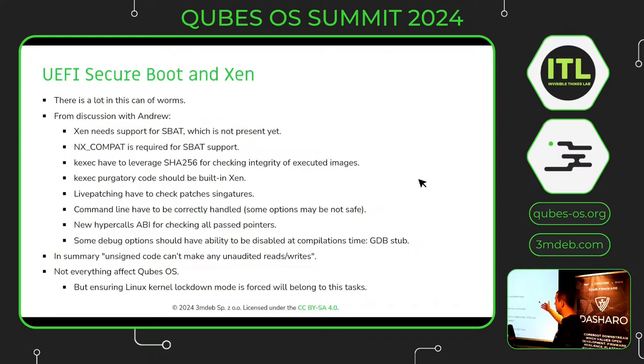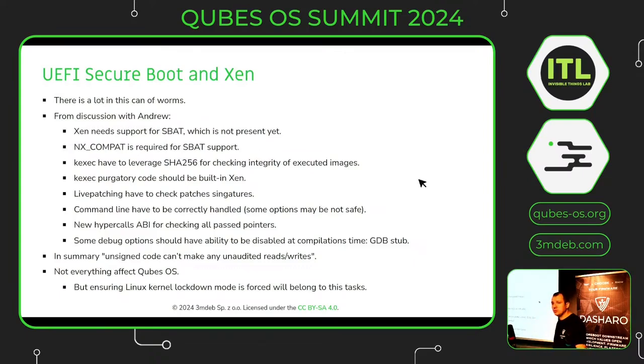I tried to discuss with Andy to understand this purgatory stuff. But essentially, the point is that some things have to be built from kexec, have to be built into Xen to move on. There is the live patching feature, which has to start checking signatures. There is this stuff with the unsafe command line options. The hypercall ABI for checking all passed pointers. So I guess this is also additional work which has to be done. There are some debug options like the GDB stuff. I don't know if this is already done, but this was also mentioned as a potential issue. So all these things, it's a lot.